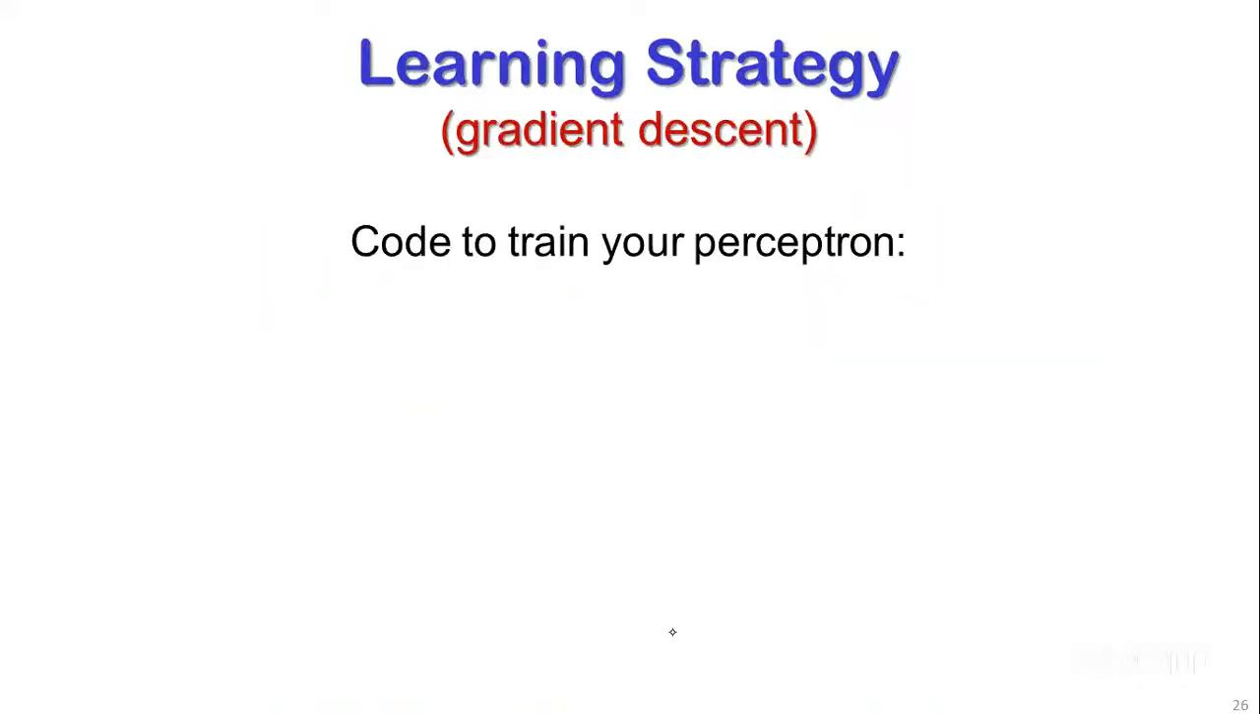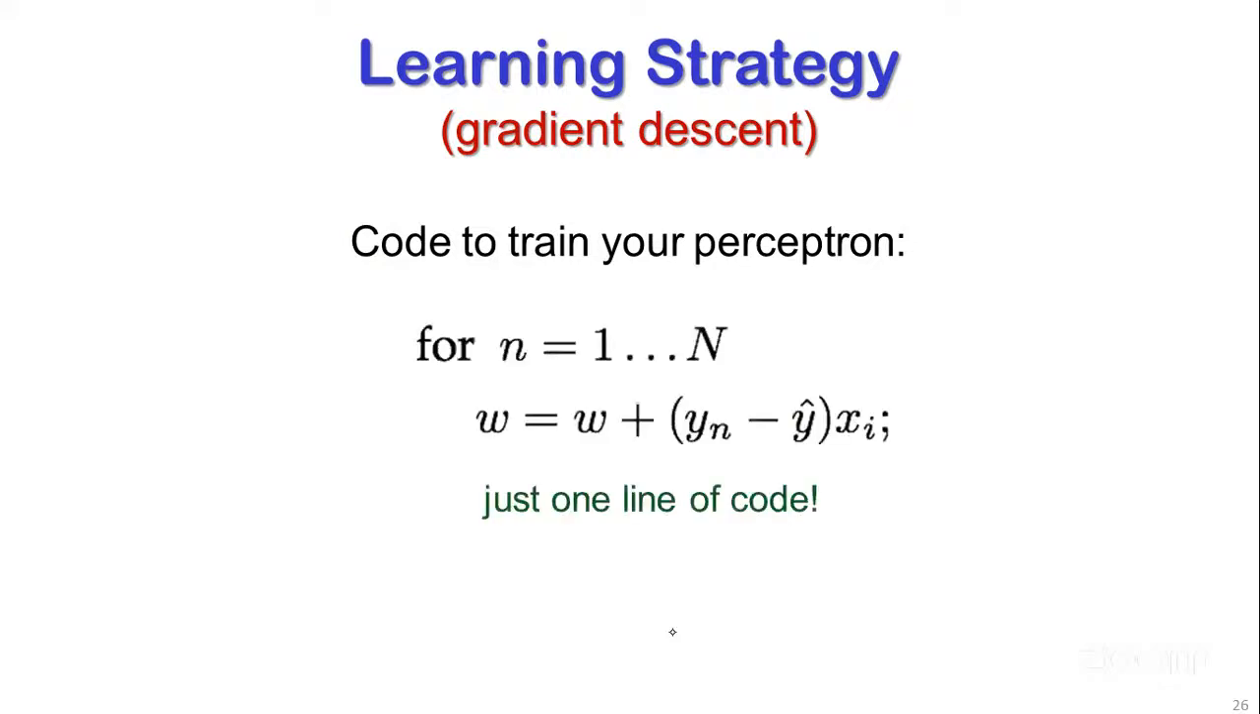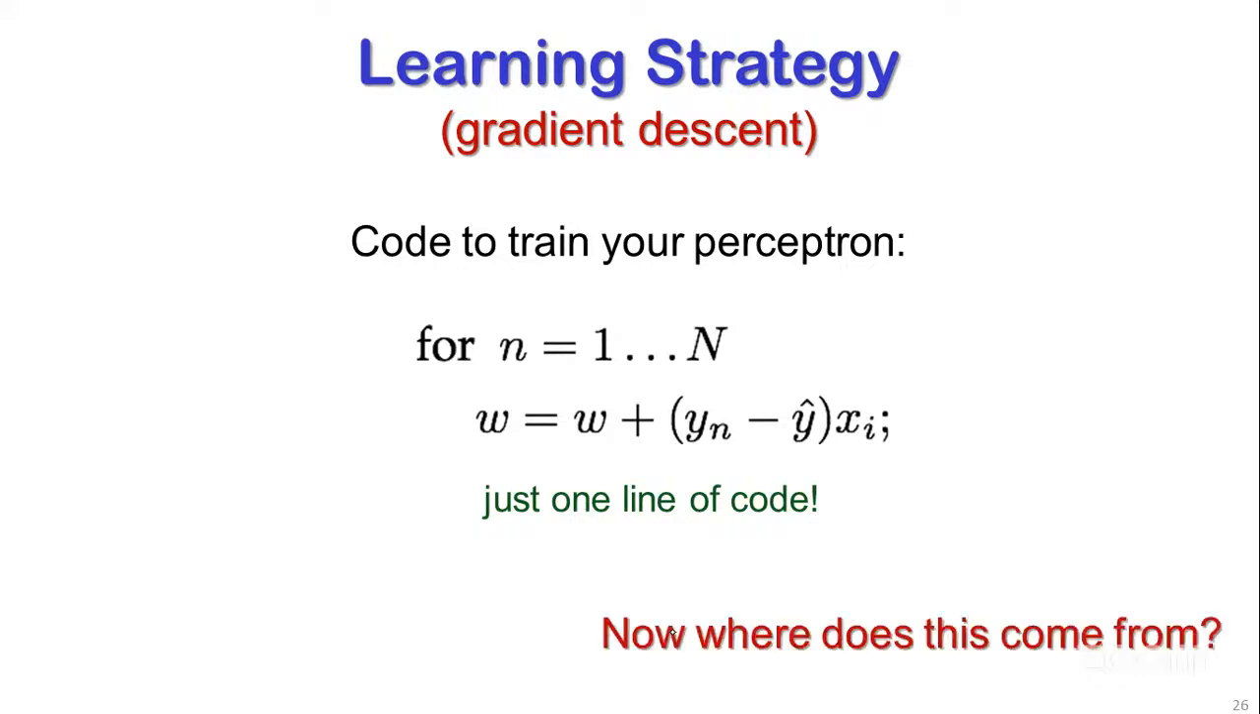Now, if I am saying that you need to code your perceptron, how are you going to code this? There are n observations, and you are updating your weight. How are you updating your weight? This is the difference between your predicted and real output multiplied by the input, and that is how you update. If you go for this, it gives you just one line of code. But how do we get to this, right?